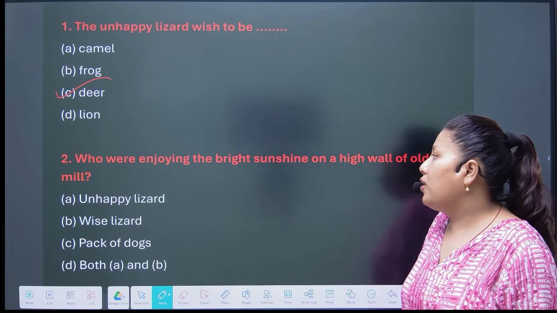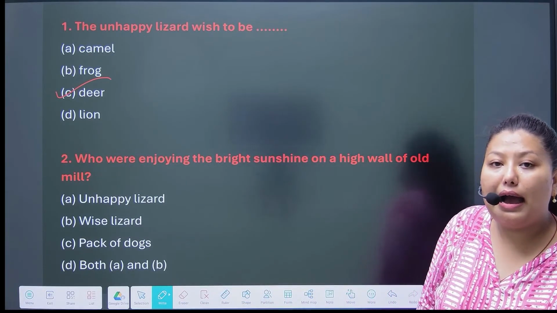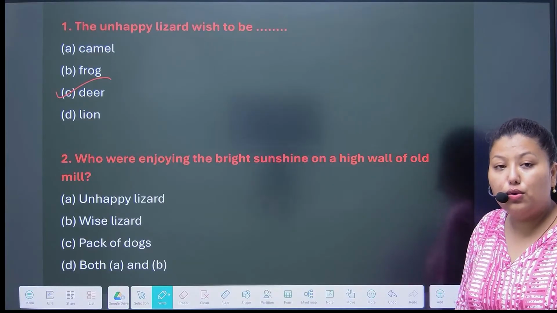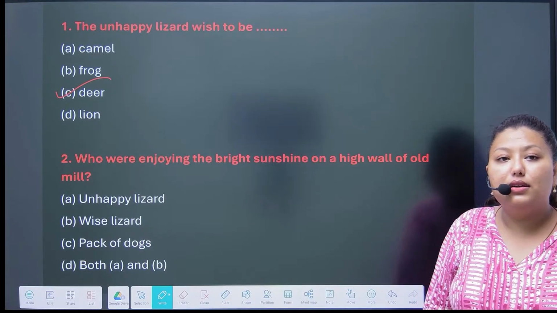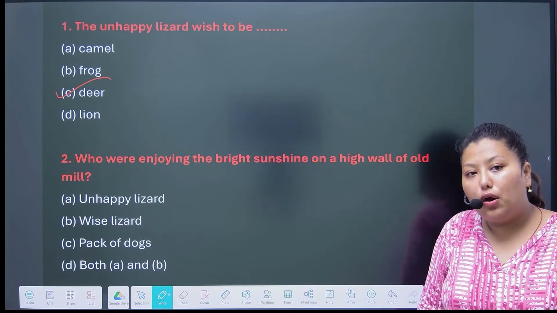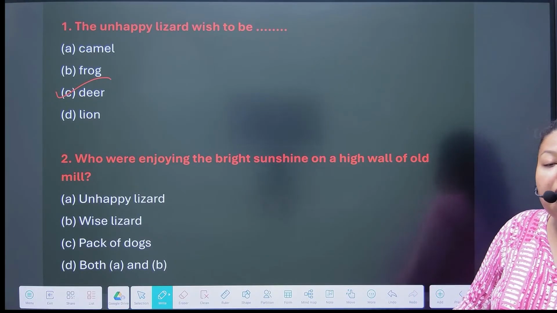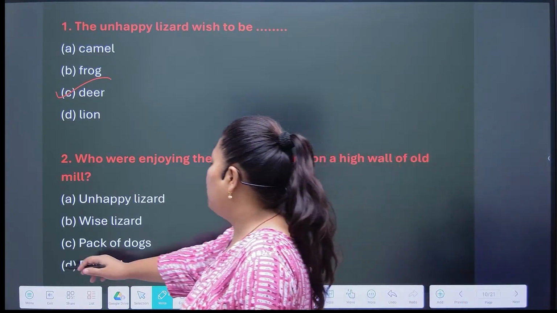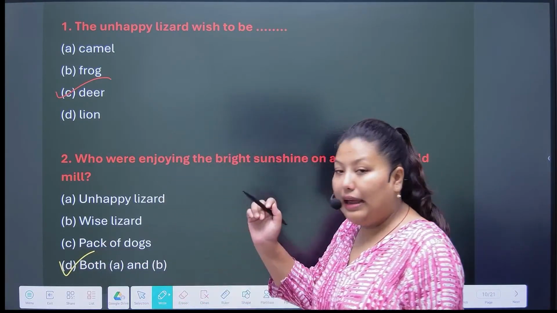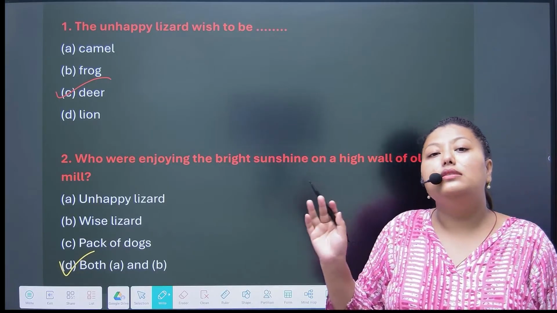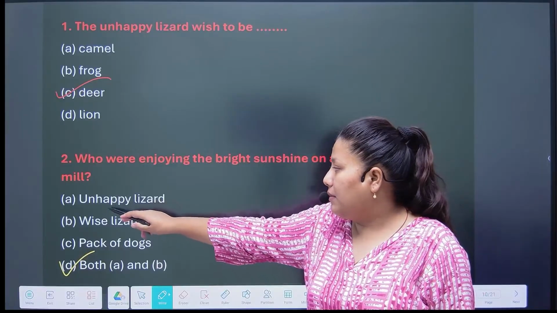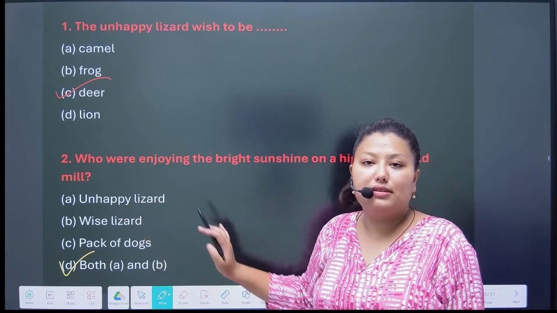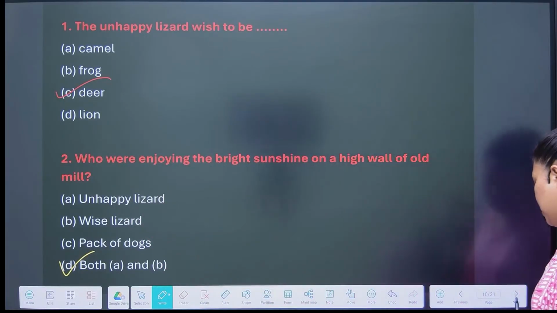Who were enjoying the bright sunshine on a high wall of the old mill? Options are unhappy lizard, wise lizard, pack of dogs, both A and B. The correct answer is option D, both A and B. That means the unhappy lizard and the wise lizard together were enjoying the bright sunshine. Okay. Next question.